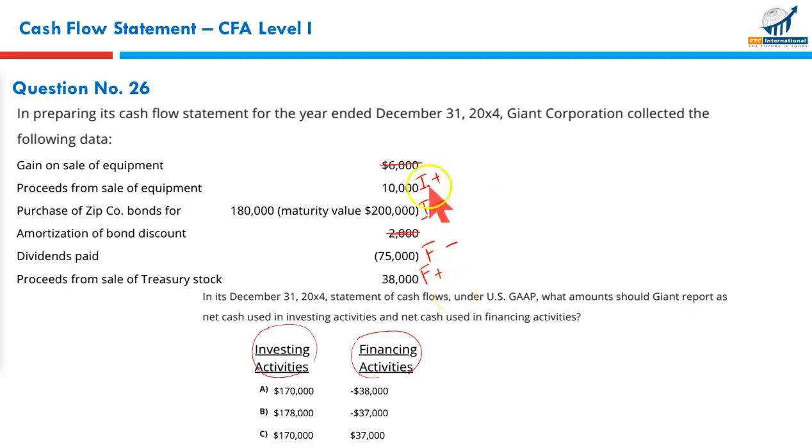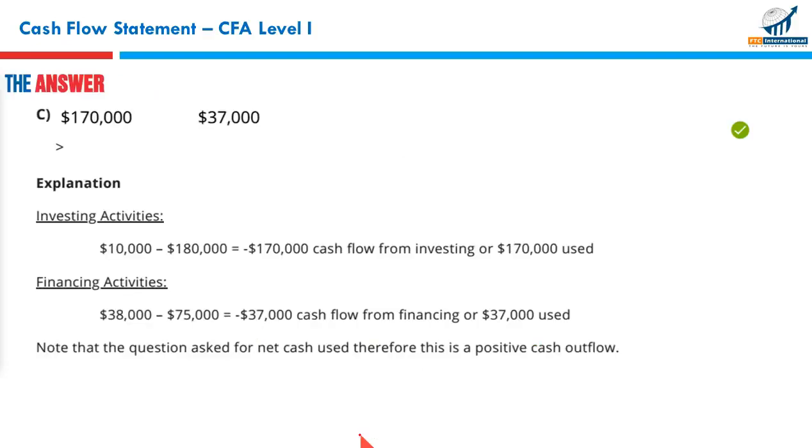We just need to net them up. It's negative 170 for investing and it's going to be negative 75 plus 38. It's negative 37. Right? So it's 170 and 37. There is some mistake of sign, but nonetheless that's the right answer. Investing 170, financing 37, and both are negative. They should have put a sign, but I think that's the right answer. See, 170 and 37 is the right answer. Maybe these two signs were skipped to this position.